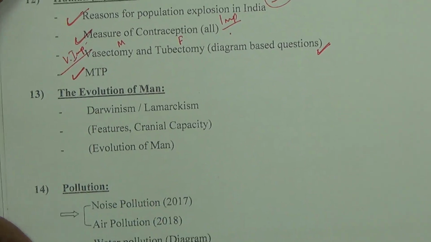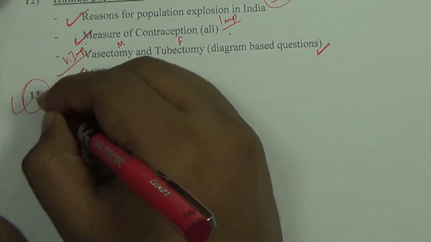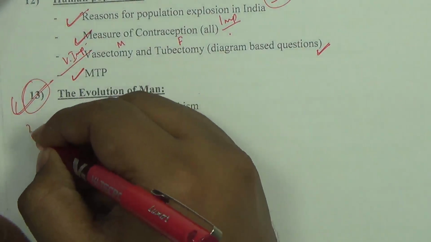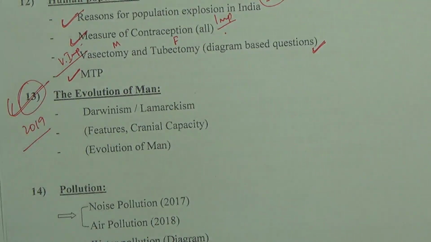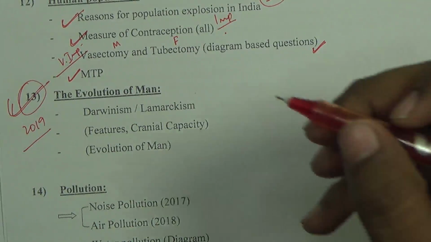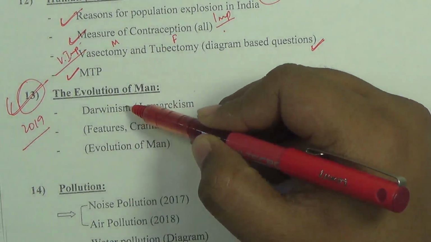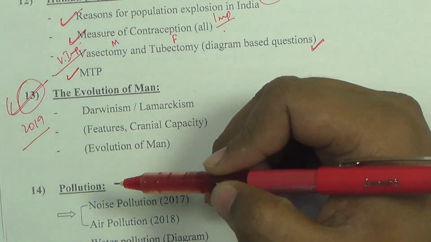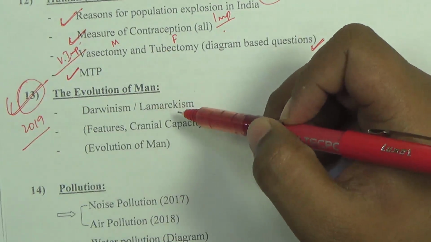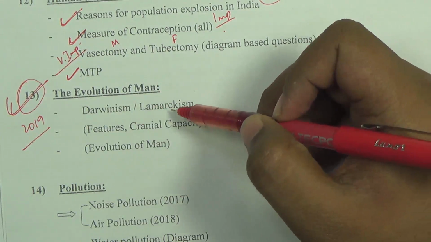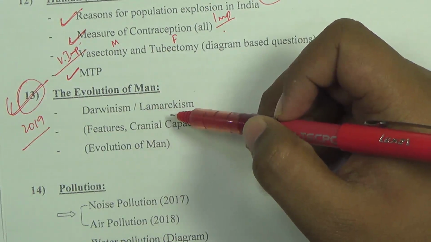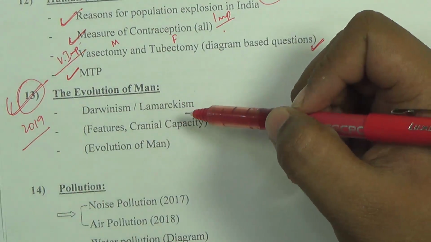Now again, the evolution of man is a new chapter, a new introduction, which is there from 2019 onwards. This is from the 2019 syllabus. They have introduced this chapter, in which I don't think very difficult questions might come, but you need to have a basic idea about Darwinism, about Charles Robert Darwin, about Lamarck, who gave Lamarckism, their books, their theory, right? So that is about Darwinism and Lamarckism.